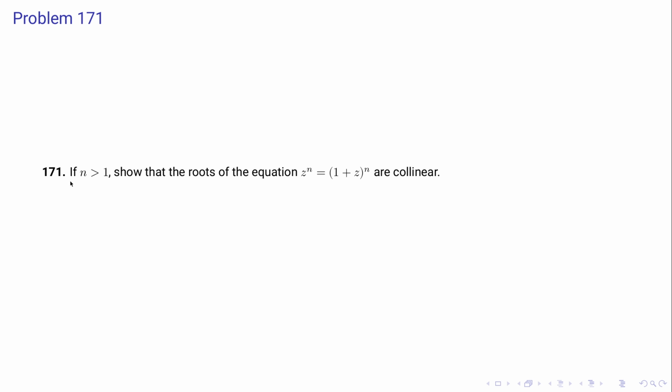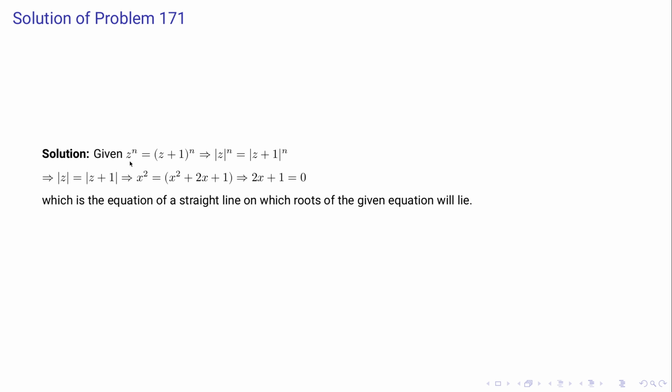Problem 171 says that if n is greater than 1, show that the roots of the equation z to the power n is equal to 1 plus z to the power n are collinear. So we are given that z to the power n is equal to (z plus 1) to the power n. That means mod of z to the power n is equal to mod of (z plus 1) to the power n, which basically means mod of z is equal to mod of z plus 1.